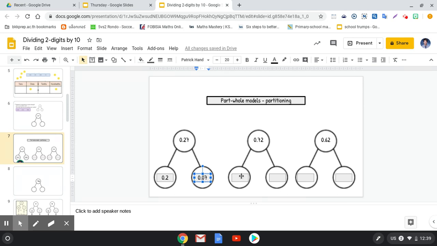Let's look at the second one here. So I can see there are 7 tenths. So I can write that as 0.7. And I can see that there are 2 hundredths. So I can write that as 0.02. So those two parts come together to make 0.72.